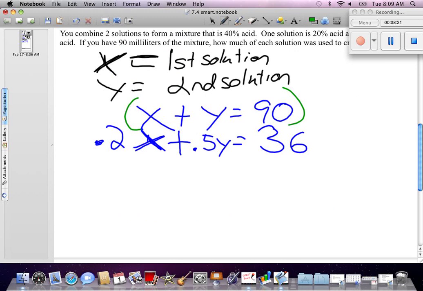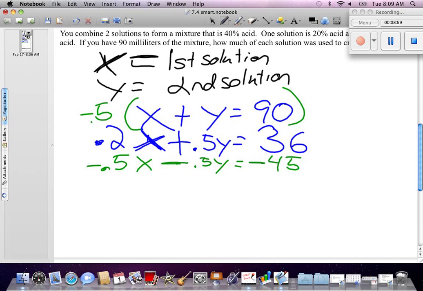0.5y plus what gives me 0? Negative 0.5. Okay, so I get negative 0.5x minus 0.5y equals, what's half of 90? 45. Negative 45. Okay.